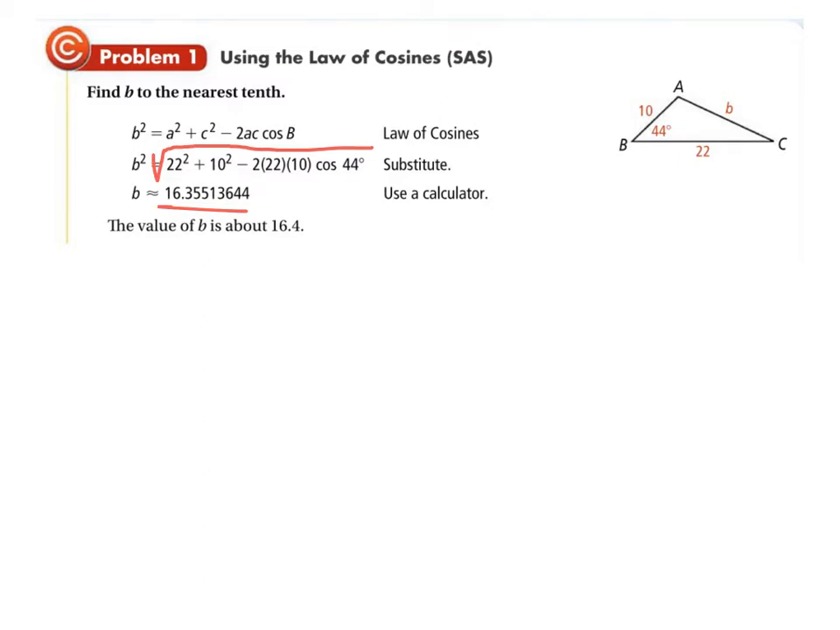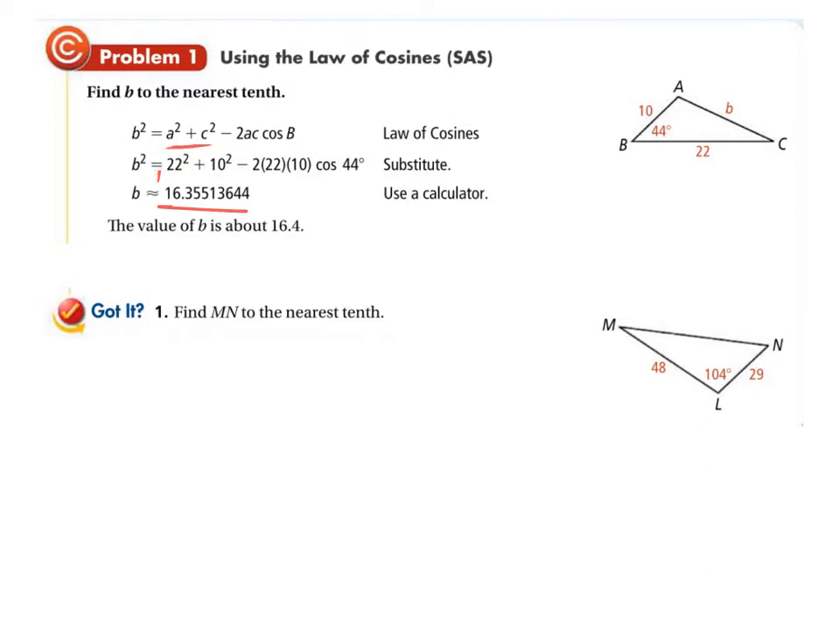Your got it problem says find mn to the nearest tenth. Pause your video right now. Set it up with law of cosines like you see above, and solve it out. And don't forget that you need to square root, right? Because when you get all of this, that's going to be the square of what you're looking for. So you need to square root it, okay? Pause the video now and come up with your answer, and then unpause it. See if you're right.